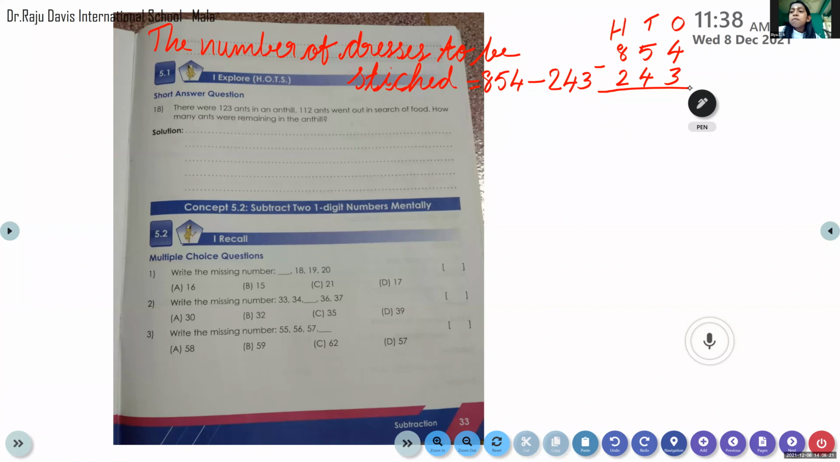Ma'am, I got the answer. Yes, what is the answer? 611. Okay, 4 minus 3 is 1, 5 minus 4 is 1, 8 minus 2 is 6. So the answer is 611. Correct answer.